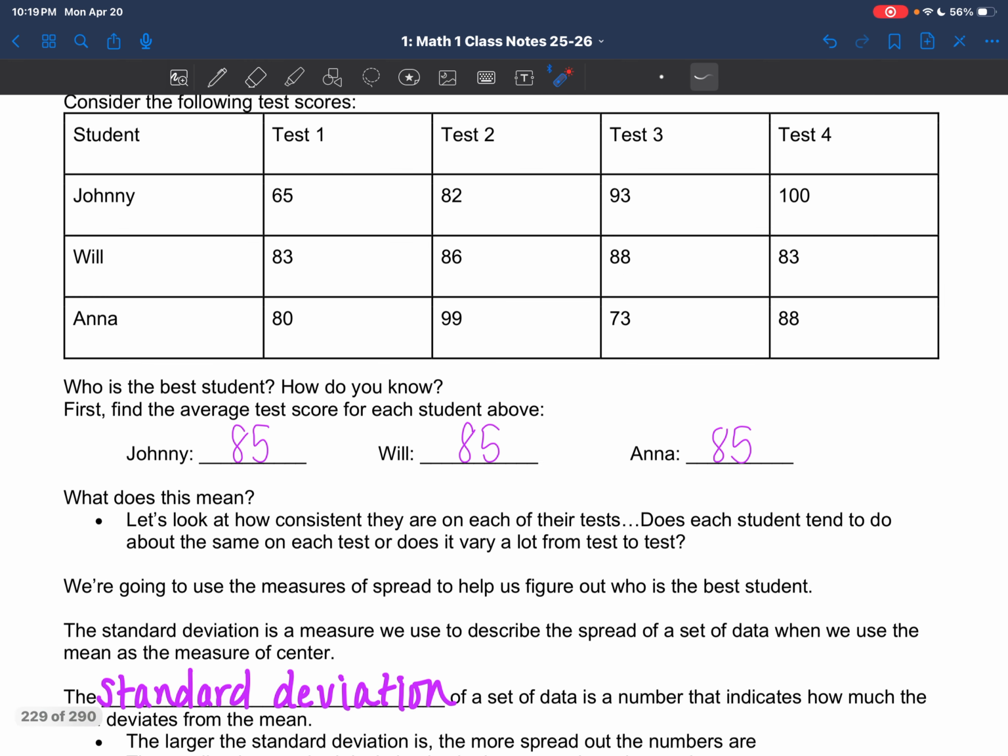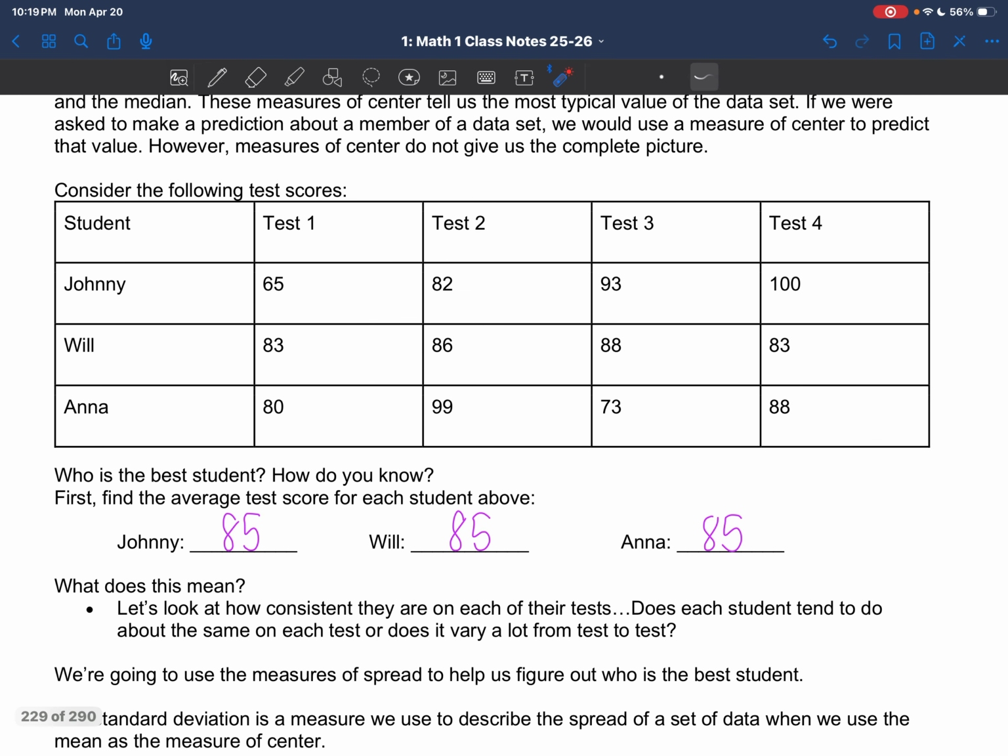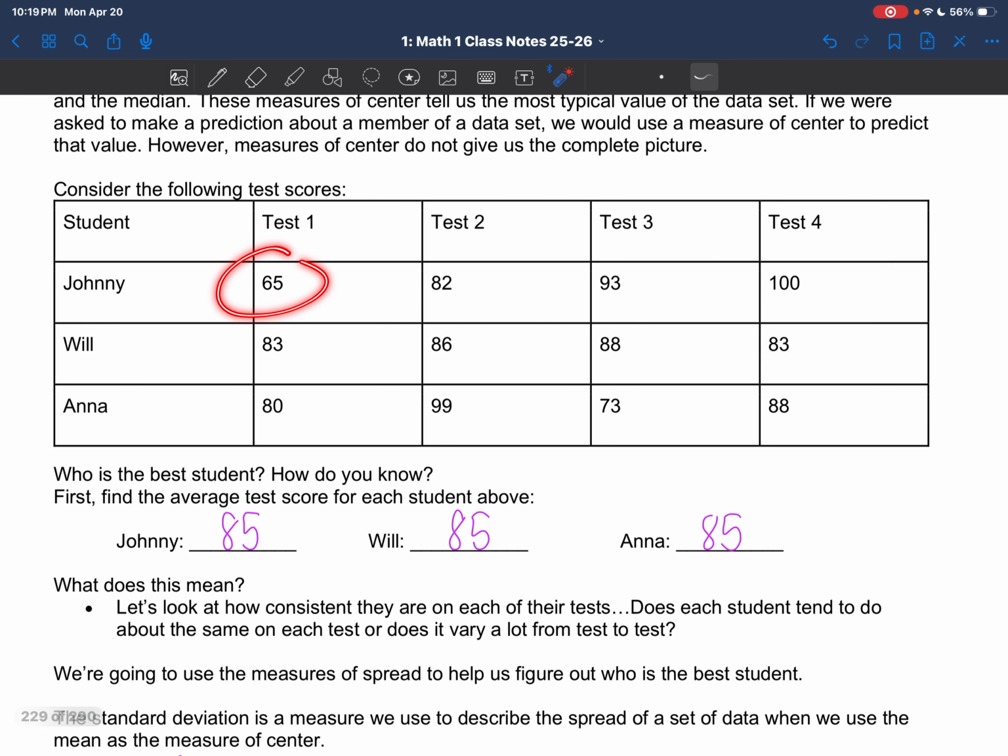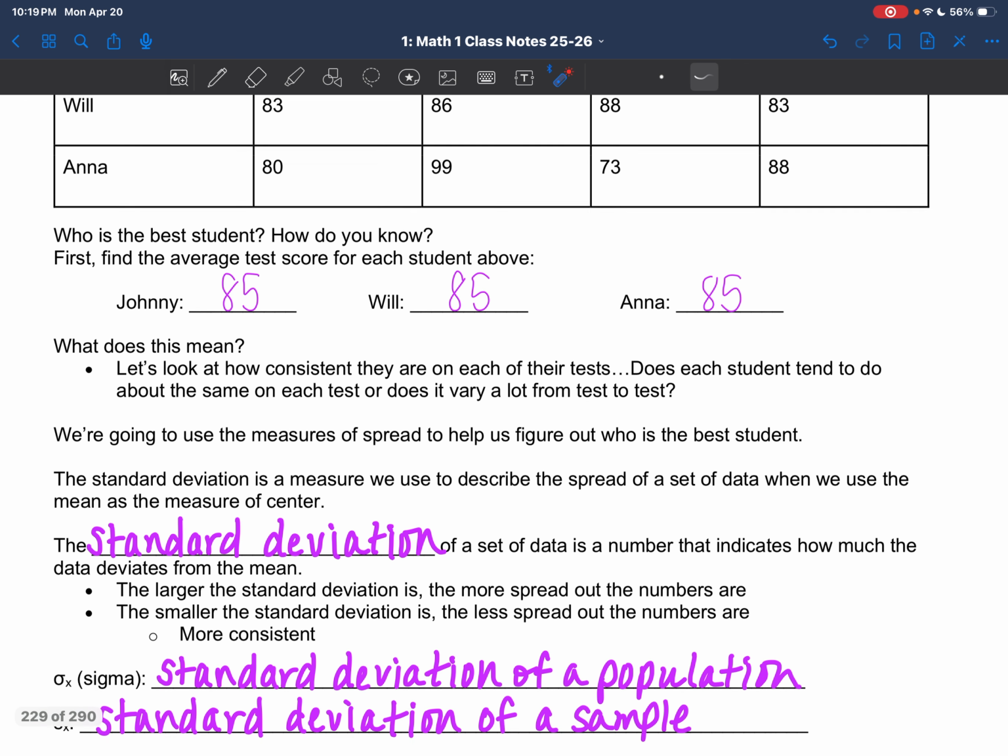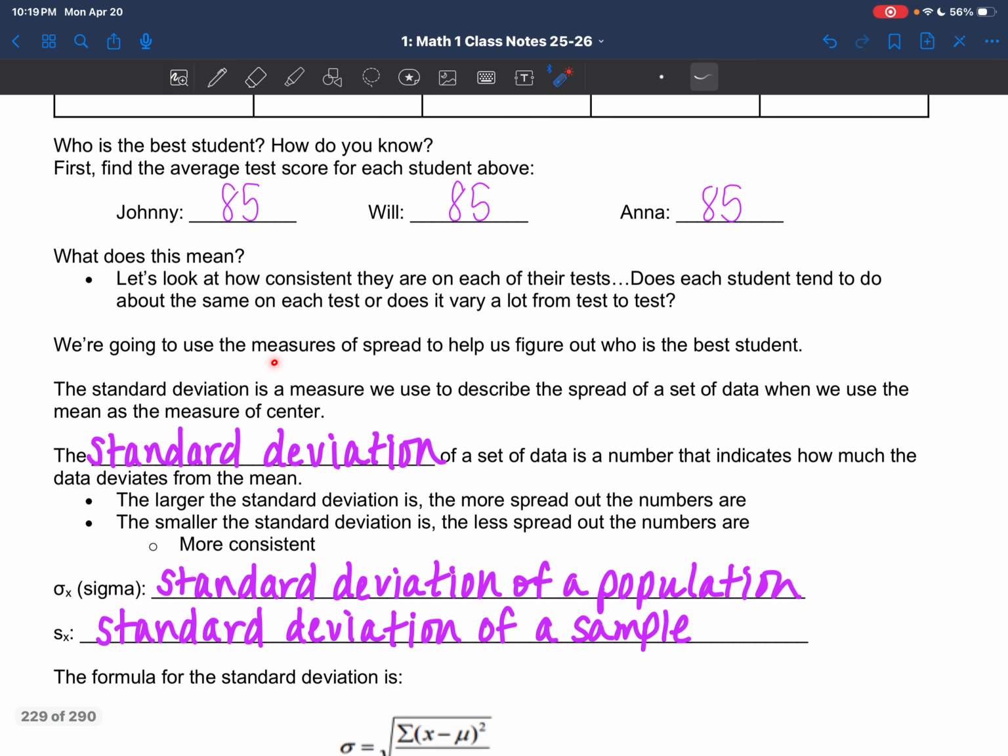So let's look at the spread. We want to see how consistent they are on the tests. Does each student tend to do about the same, or does it vary a lot from test to test? If you notice, Johnny here has a 65 on one test, 100 on another, then kind of in the middle. Will was pretty consistent in the 80s. And then Anna, you've got a 99, a 73, an 80, and an 88, so she's kind of all around too. So we could use the measures of spread, the standard deviation, to figure out who the best student is.